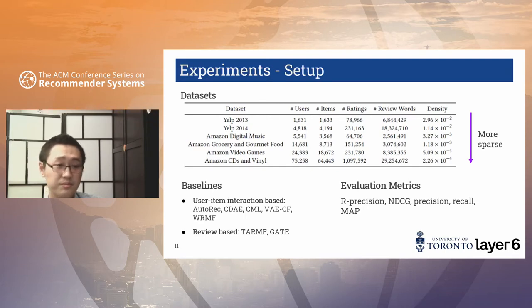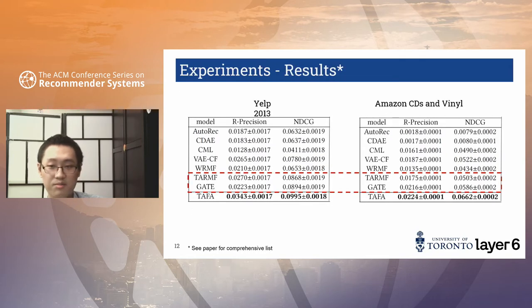recommendation performance. We show recommendation performance on Yelp 2013 and Amazon CDs and Vinyl. The first one is the smallest one, and the last one is the largest and the most sparse one. On both datasets, our method TAFA outperforms other baselines consistently. It can also be seen that the gap between TAFA and Time from Gate is smaller compared to other baselines that use only user item interactions, suggesting including the user review information is generally helpful to improve the performance of the model.